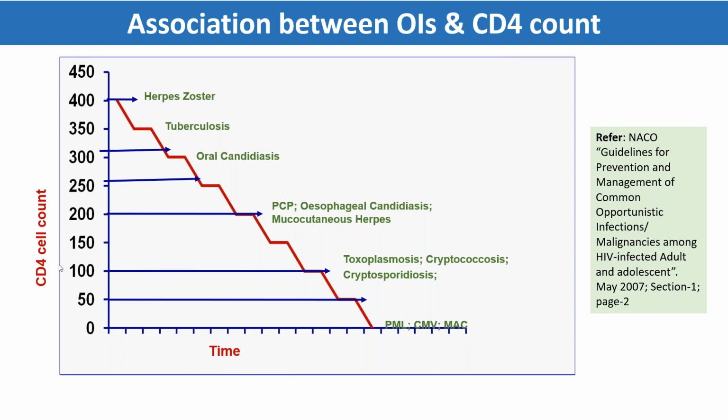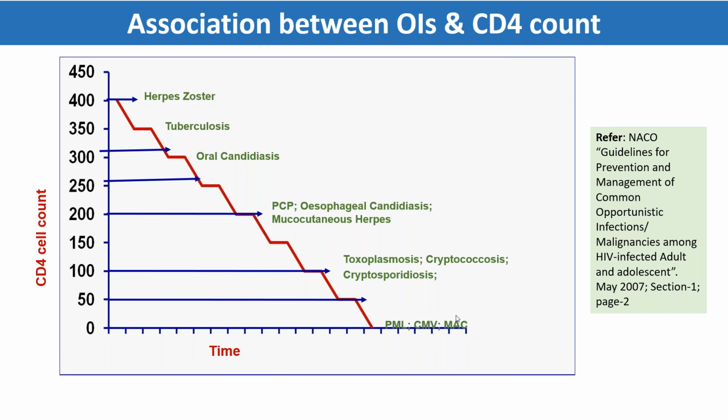So if you know the CD4 count, you can expect what kind of infections can happen, and then you can give drugs for prophylaxis. It is also important to remember that if a PLHIV presents, say, with fever, and on examination has a CD4 count of say 300, 400, you will consider TB as a diagnosis.